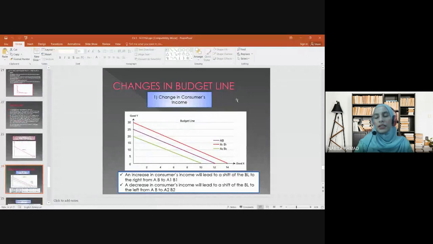Okay, so this is the changes in budget line. So budget line akan shift sekiranya there is a change in income.